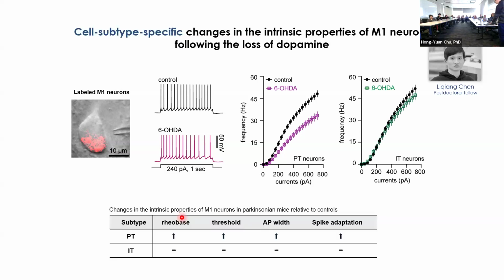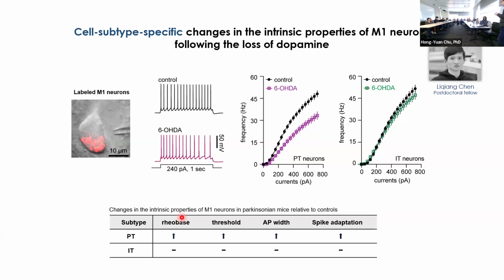And we further analyzed the intrinsic properties of the PT and IT neurons. We noticed that in the PT group, there's increased rheobase current, meaning you need a larger amount of current to evoke a single action potential. The action potential threshold is more depolarized, and the action potential becomes much wider. And also these action potential spike trains show stronger spike adaptation compared to the controls. You can see the regular firing compared to these gradually increasing spike intervals. So we thought this was a very interesting observation regarding this cell-subtype-selective change in intrinsic excitability.